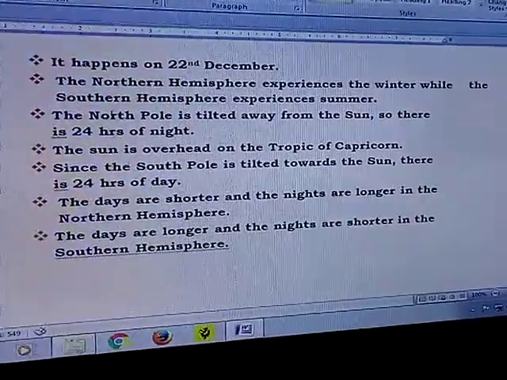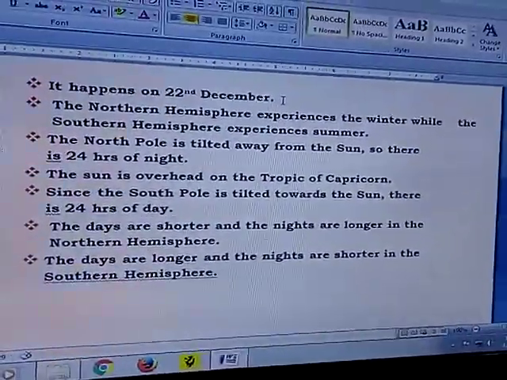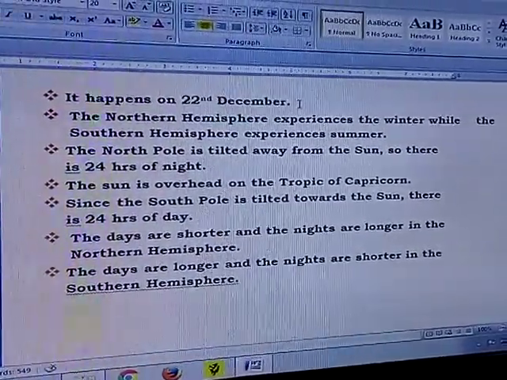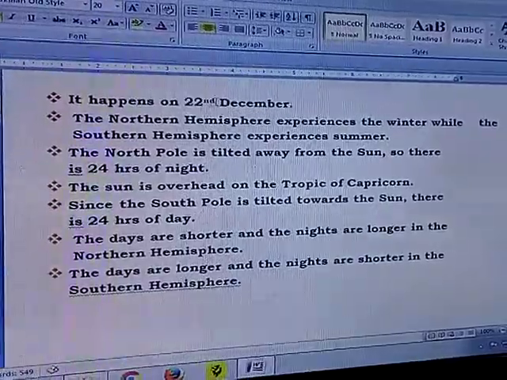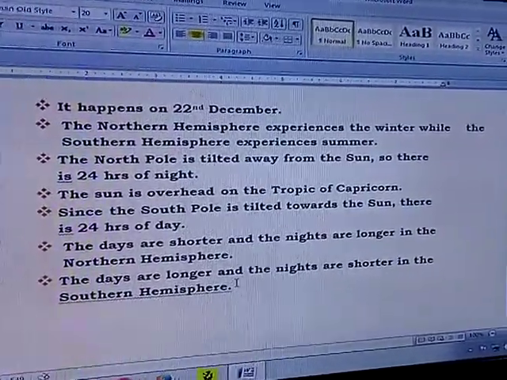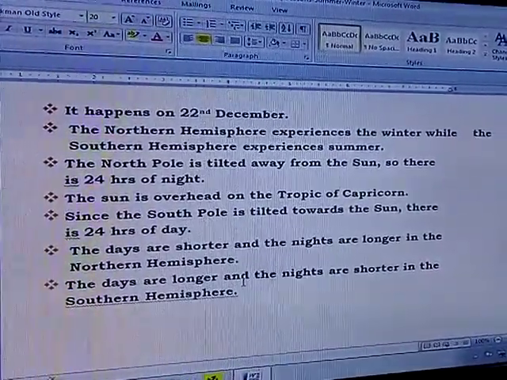And remember, on 22nd of December in the northern hemisphere, the night is the longest night and the day is the shortest day of the year. Vice versa, on 22nd of December the southern hemisphere will have the longest day and the shortest night of the year.